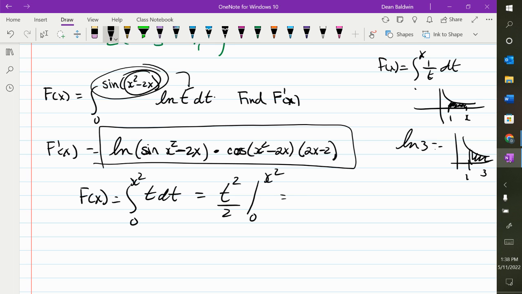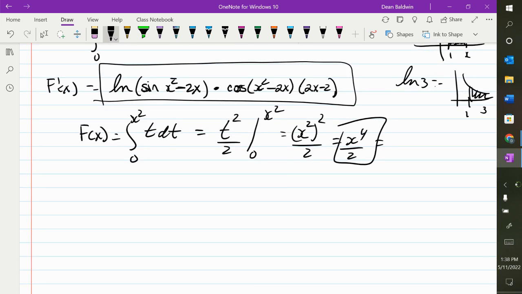I put in the x squared and I get x squared to the power of 2 over 2. The 0 is going to go away, like minus 0. So I just leave it like that, which is just x to the power of 4. Does everybody agree with that? Okay. And then I do the derivative of that. So that's f of x.